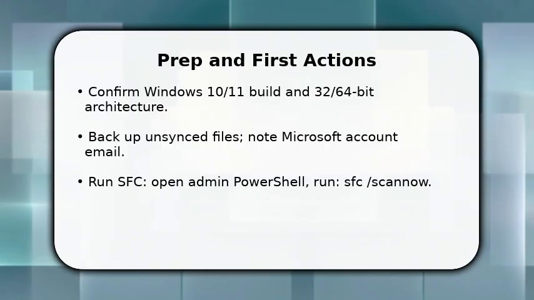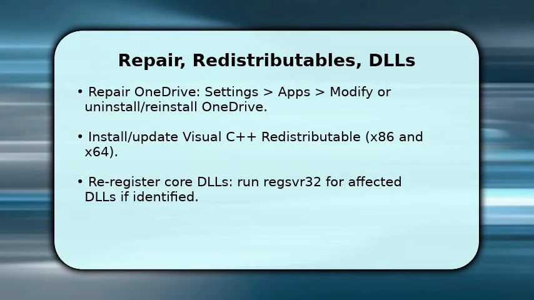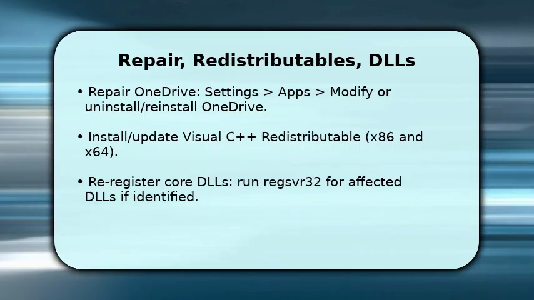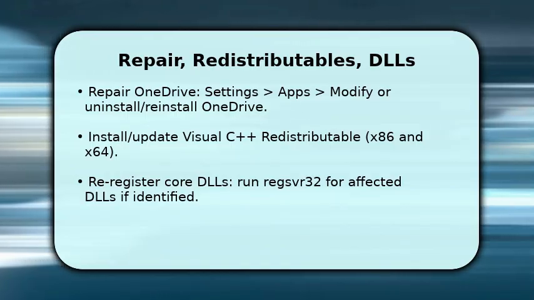Now you address dependencies and the OneDrive binary itself. First, attempt an in-place repair or uninstall/reinstall via Settings Apps. This replaces OneDrive.exe with the correct build. Then install or repair Visual C++ redistributables for both x86 and x64, because missing runtimes commonly cause entry point failures. If a specific DLL name appears in the error, re-register it using regsvr32 from an admin prompt.